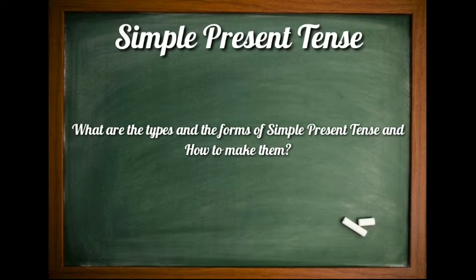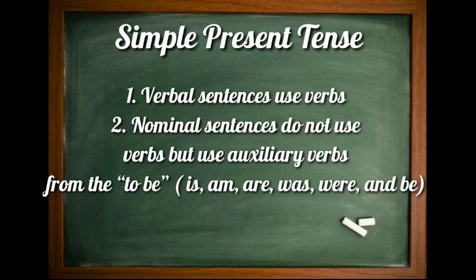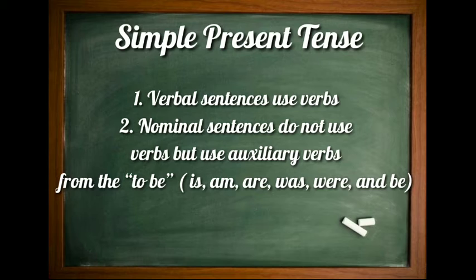And next, we're going to wonder what are the types and the forms of simple present tense and how to make them. Well guys, simple present tense is divided into two such as verbal and nominal sentences. Verbal sentences are sentences that use verbs, while nominal sentences are sentences that do not use verbs but instead use auxiliary verbs from the to be group, including is, am, are, was, were, and be.